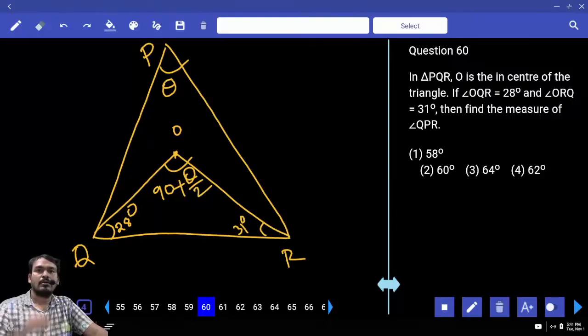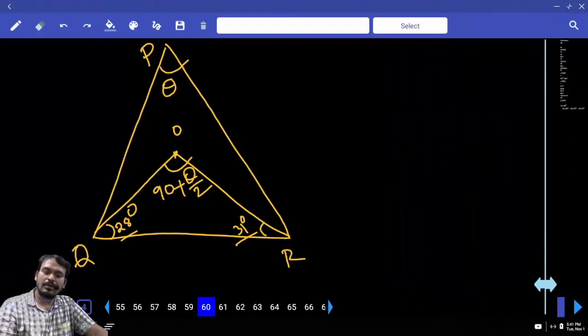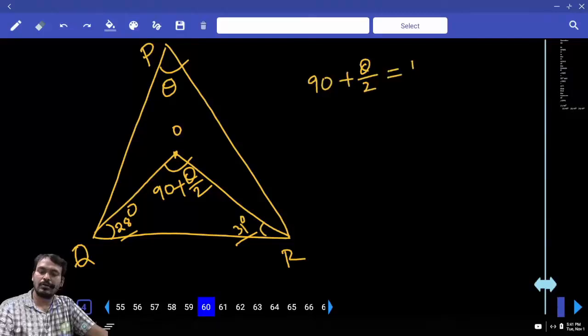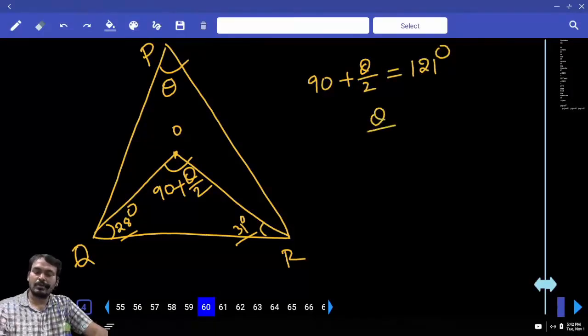Yes or no? If the P value is theta, then the O value is 90 plus theta by 2. 28 plus 31, how much? 59. What is the remaining value? 121. That 121 is equal to 90 plus theta by 2. Then theta by 2 is equal to 31. Then the theta value is 62 degrees.